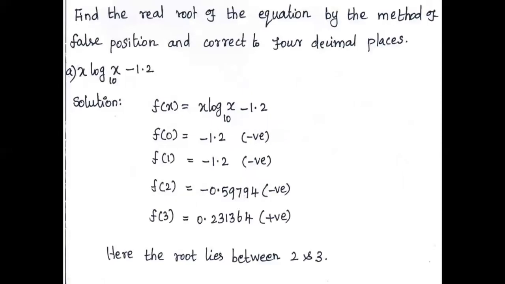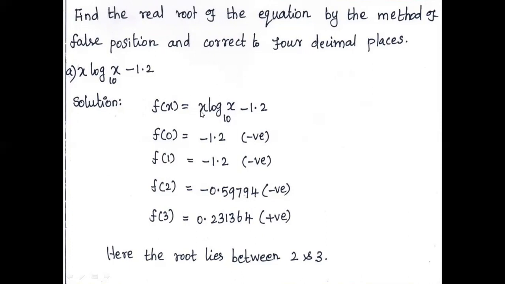So now discussing the problems: find the real root of the equation by the method of false position, correct to 4 decimal places. The Regula Falsi method is also known as false position. We need to find the real root. x into log x to the base 10 minus 1.2 is the given equation. So now we consider the given expression as a function of x. f of x equals x into log x to the base 10 minus 1.2.